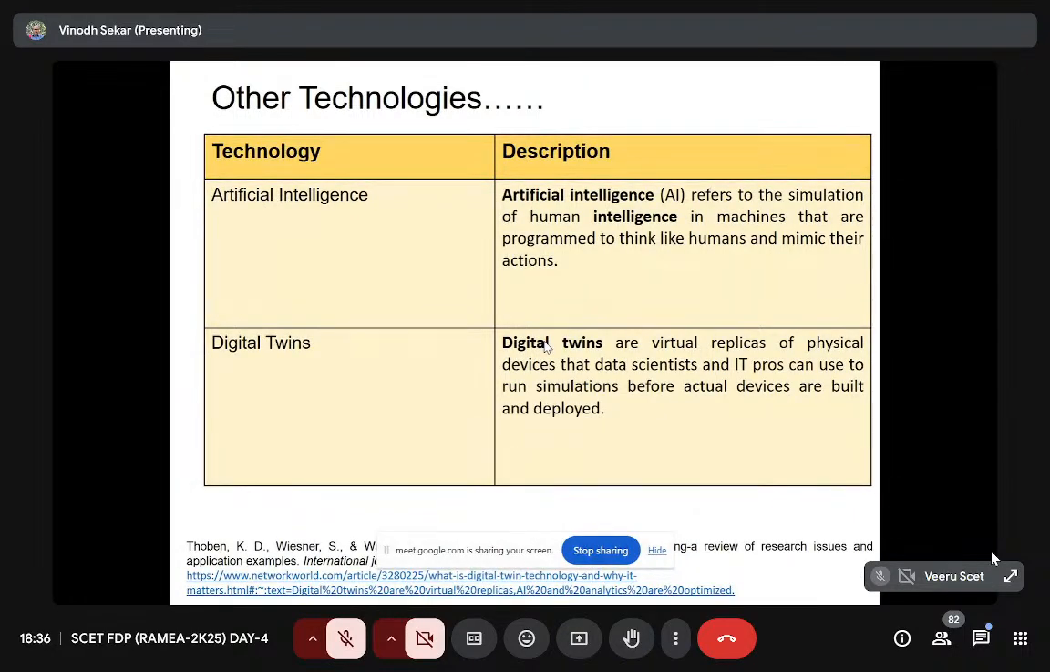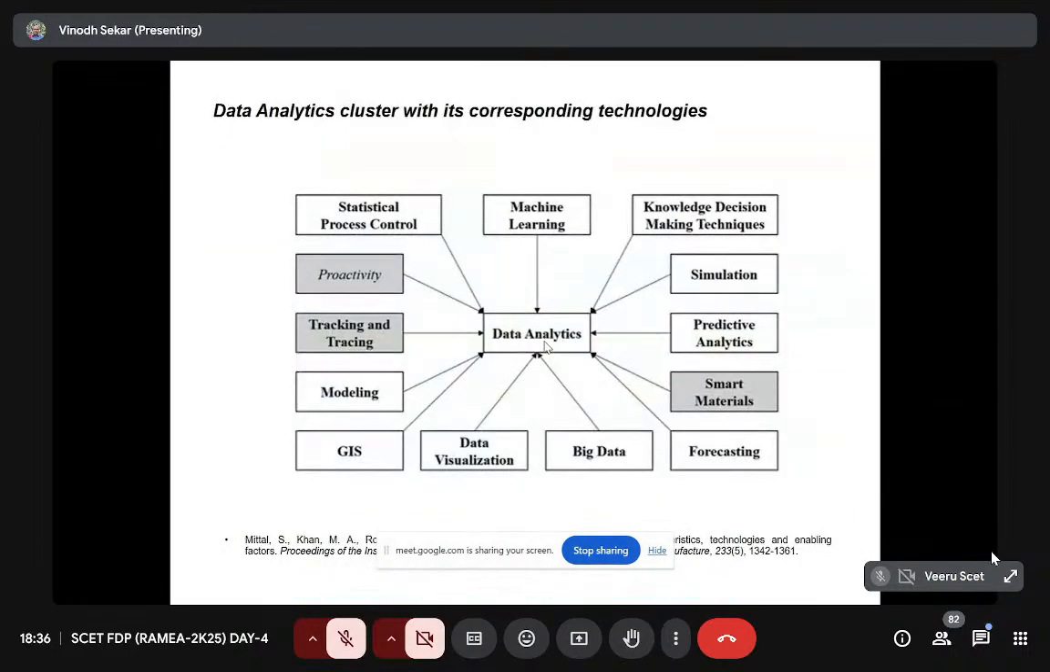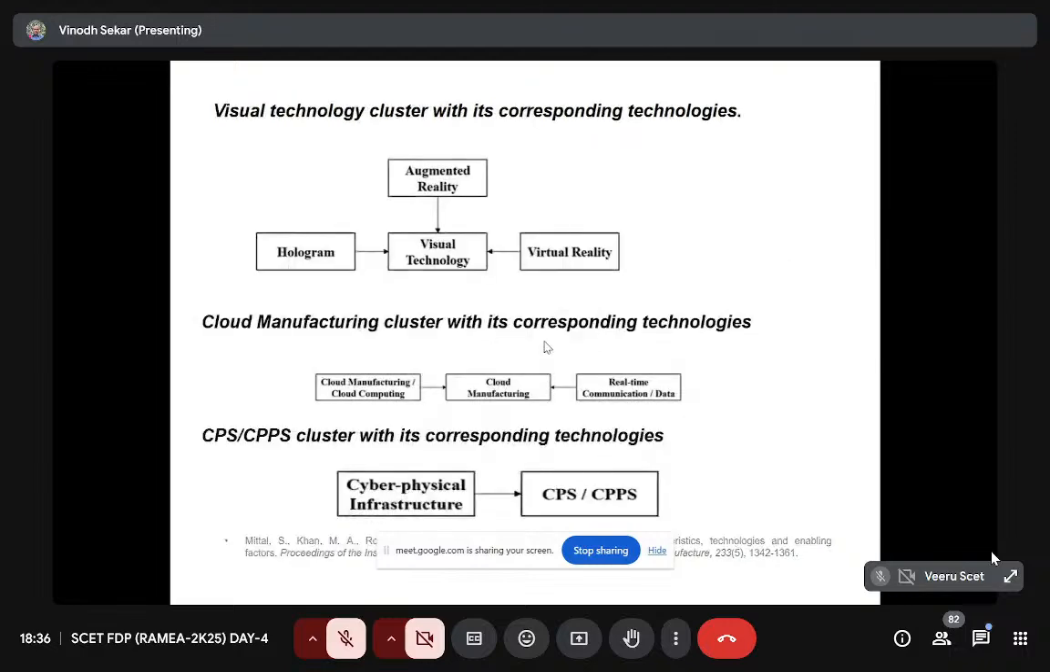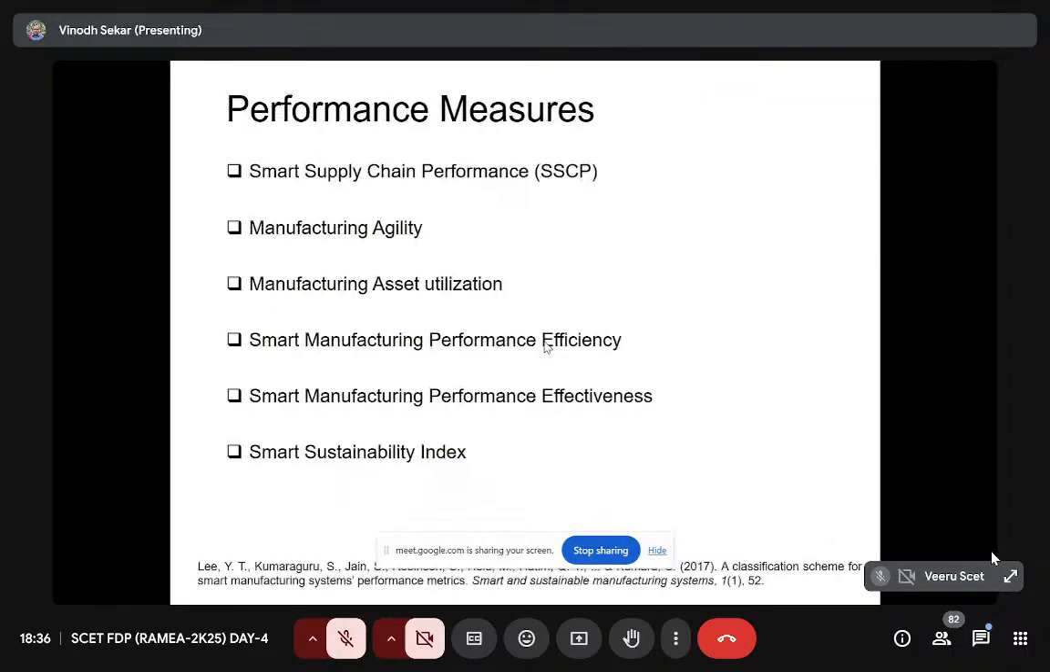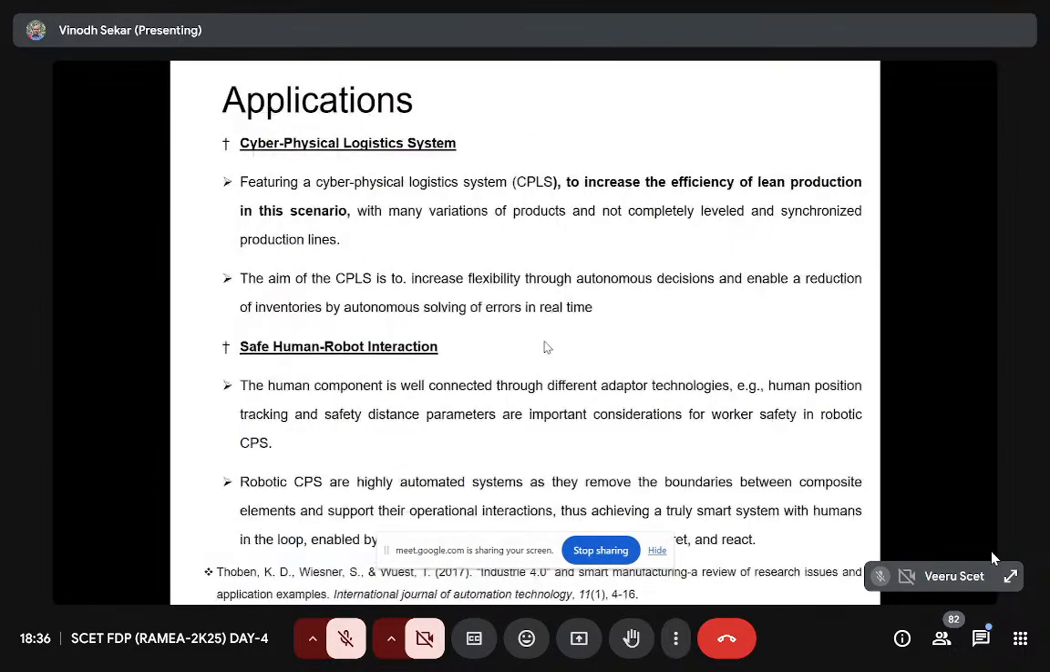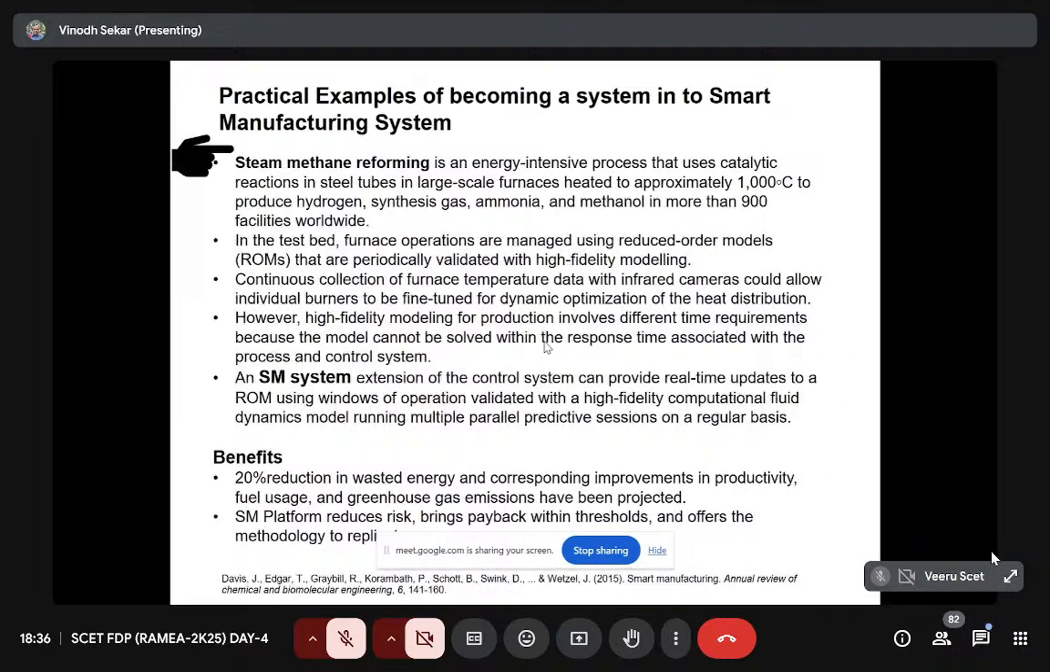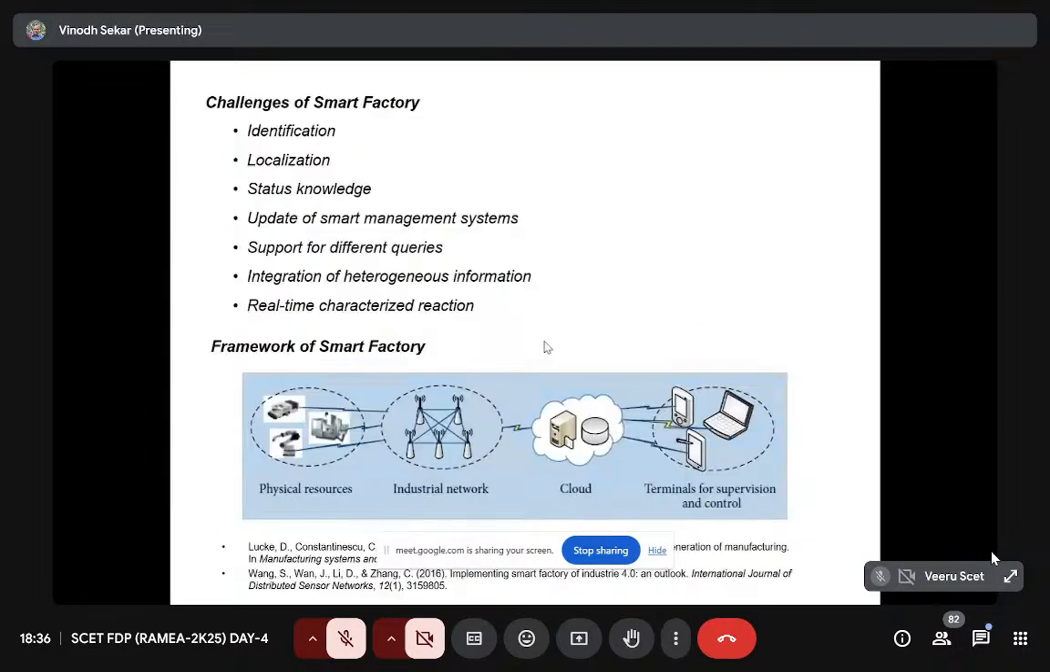Of course, we discussed the role of AI and digital twins, and we could see an architecture of the data analytics-based cluster in the context of smart manufacturing, where we could obviously see the role of smarter materials, predictive analytics, tracking and tracing applications, knowledge-based systems, and so on. Okay. For the sake of time, let me just proceed with some of the clusters, and we can proceed with the architecture of a smart factory for discussion.